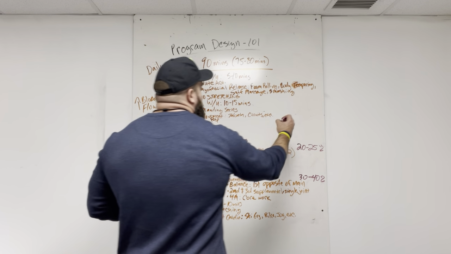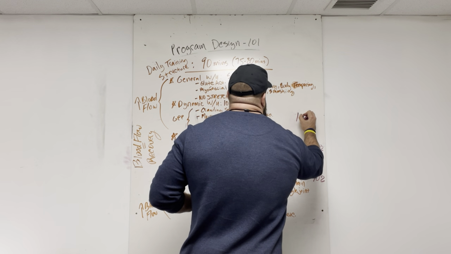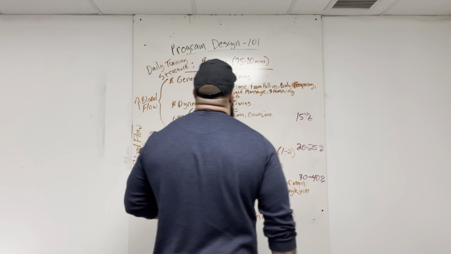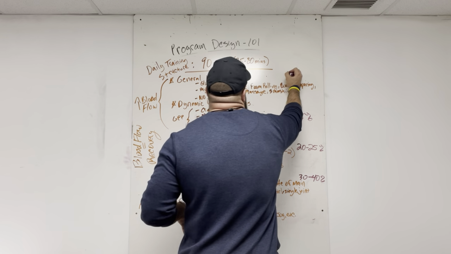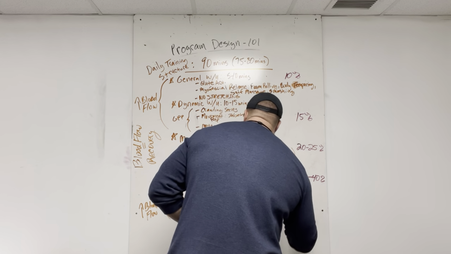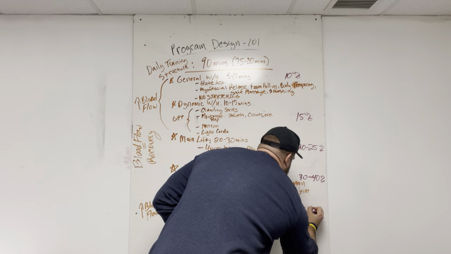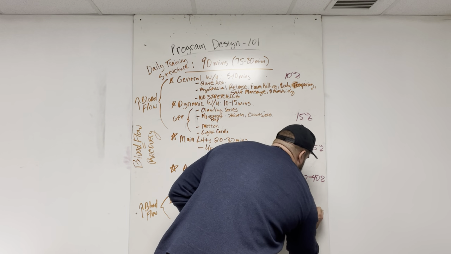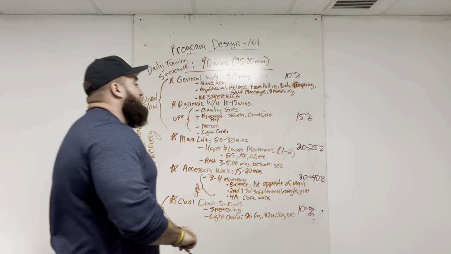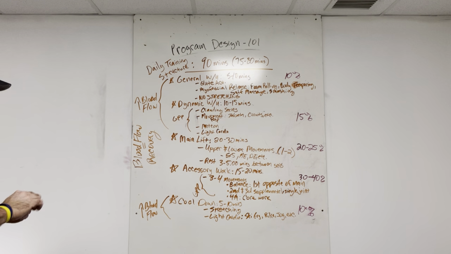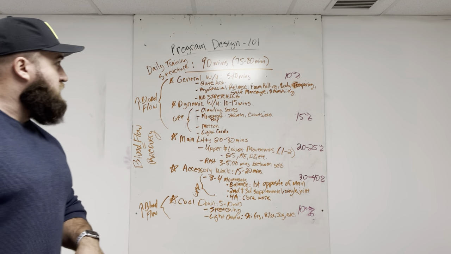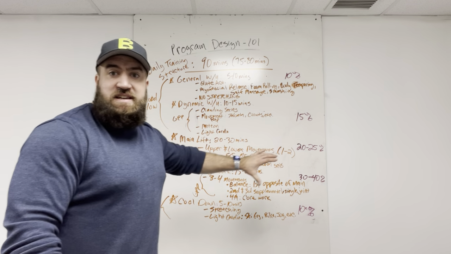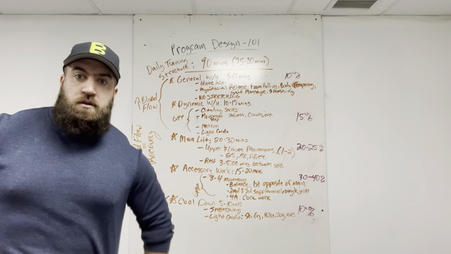If you go to your dynamic work, this should roughly be about 15% of your volume, which means your general warm-up and your cool-down should accommodate about 10%. That's a terrible percentage sign. About 10% of your volume. Okay? Does this make sense to everybody?